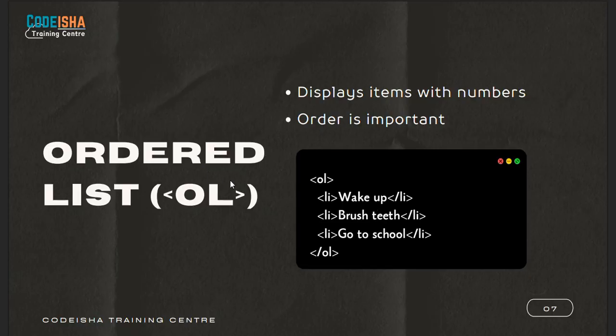When coming to the ordered list, see here also, first declare the ordered list, and inside that we can add our list items, whatever they are. Like wake up, brush teeth, go to school, do the homework, do the prayer. Like that we can add our list of things inside the ordered list tag.